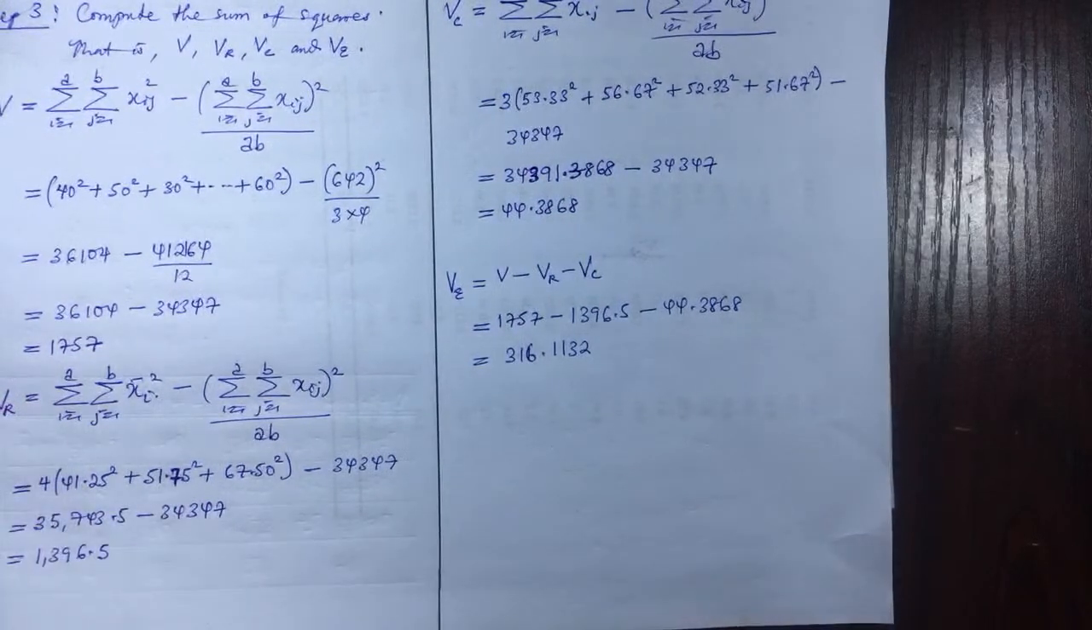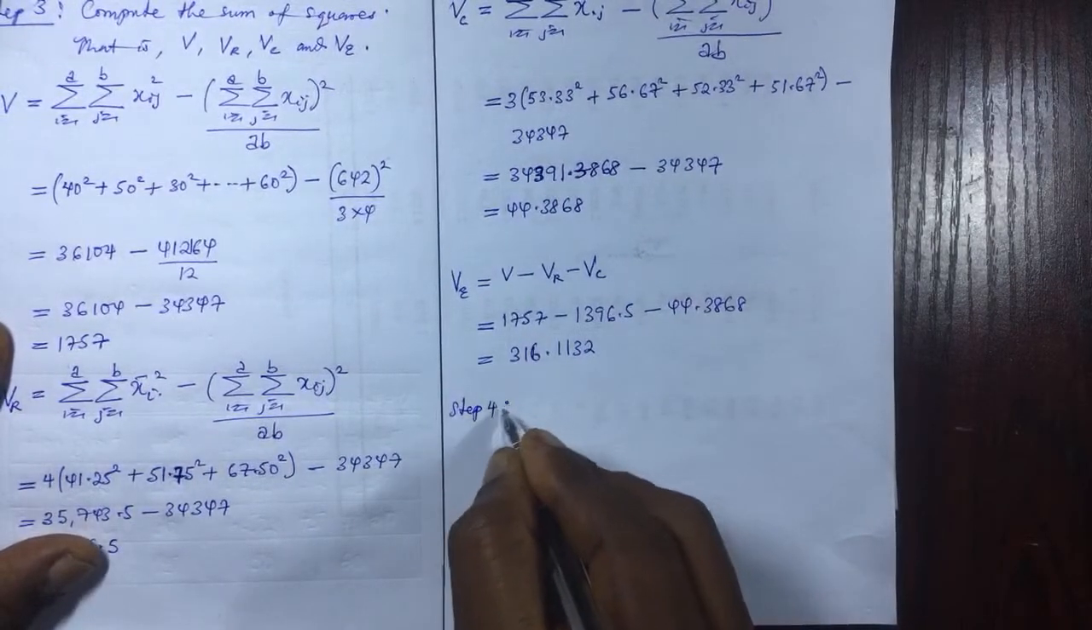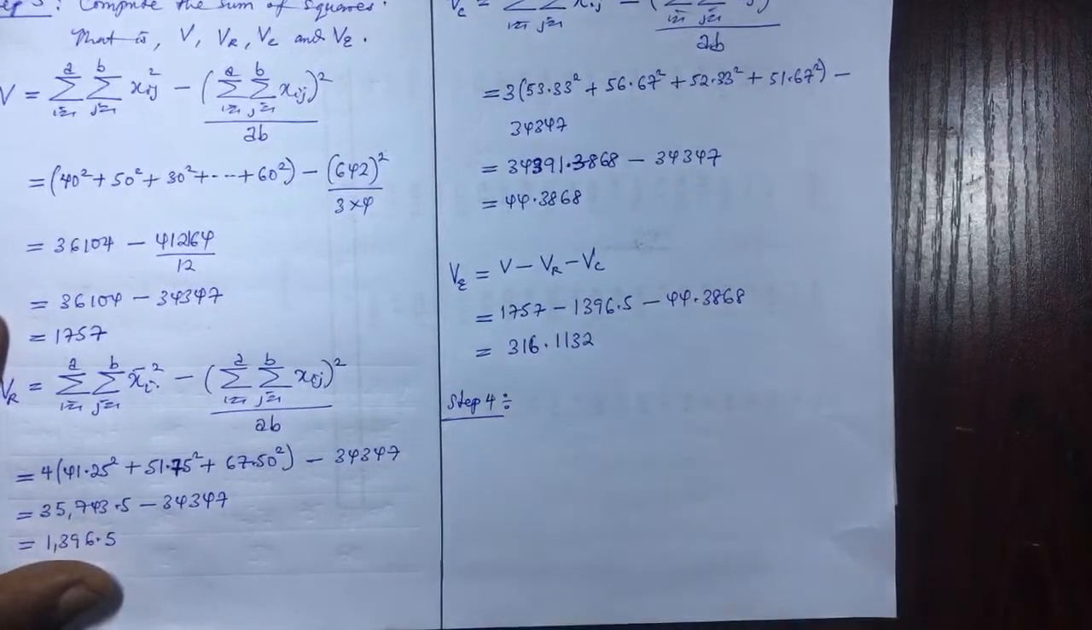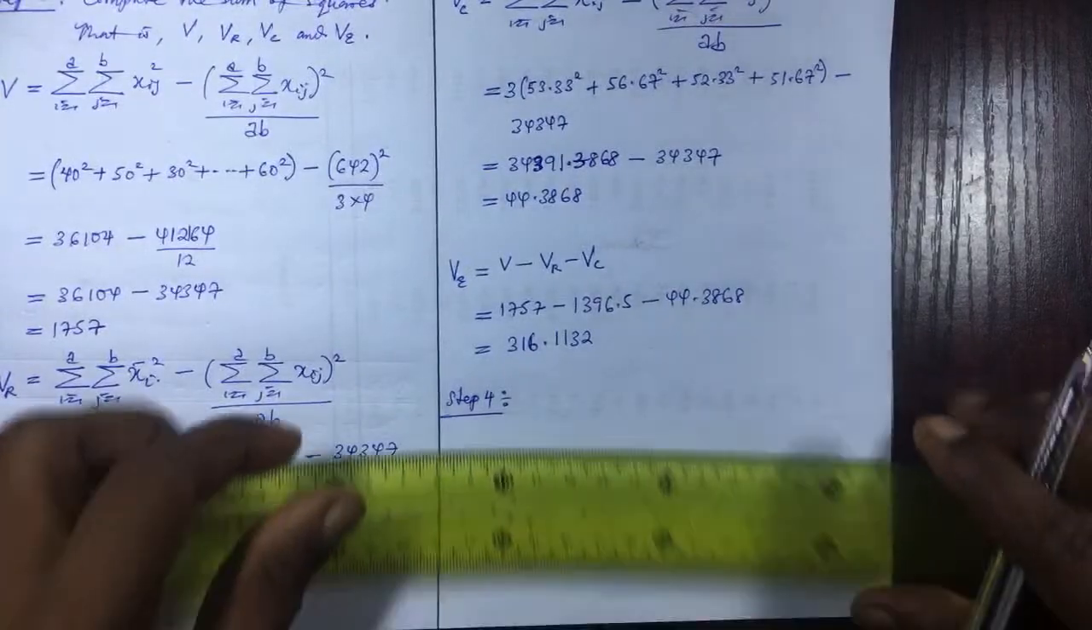We will now move over to step 4. So in step 3, we have computed our sum of squares. In step 4, what do we do? In step 4, we will set up our Anova table. So let's set up our Anova table quickly.